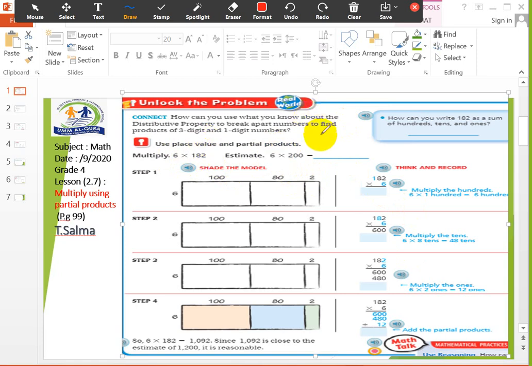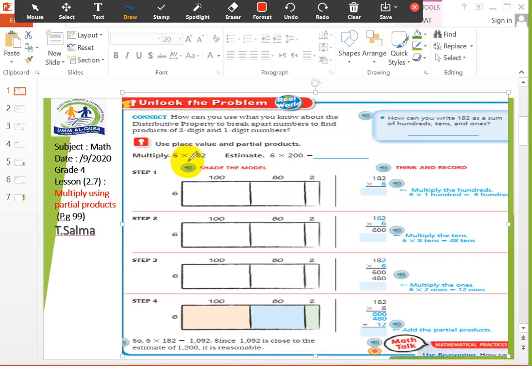First thing I have to do is estimation, as we learned. Why do I want to use estimation right here? Why do I want to find estimation? I want to find estimation to know the answer will be around this number or this estimation. So the final answer that I will find will be closer to the estimation. And that will help me to know if my answer is correct or not. Okay? So let's start now.